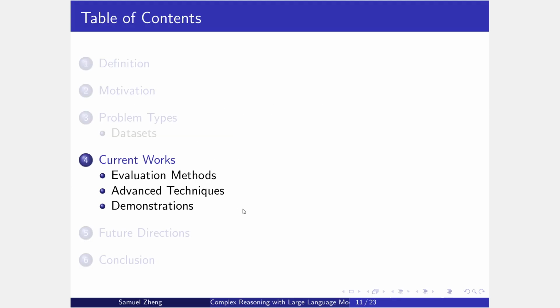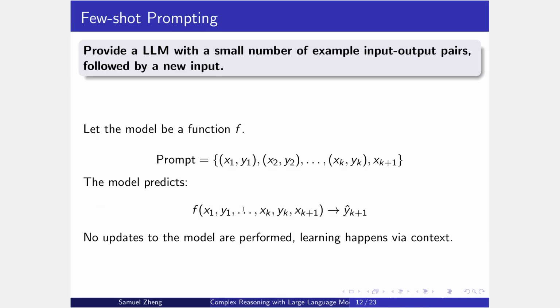So now I'd like to talk about the current works. First, we have few-shot prompting. The first major approach. In few-shot prompting, we provide a language model with a small number of examples, input-output pairs, followed by a new input.